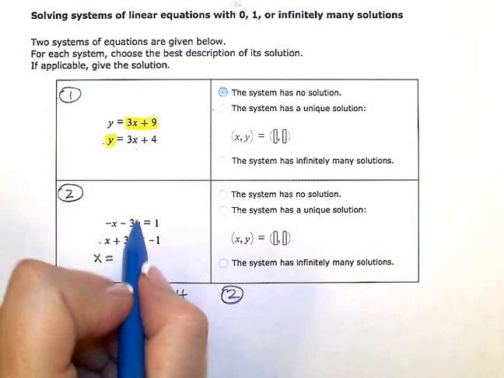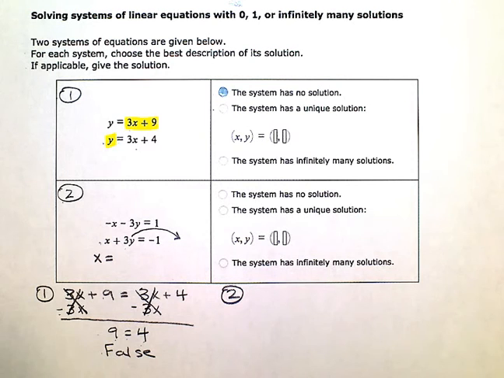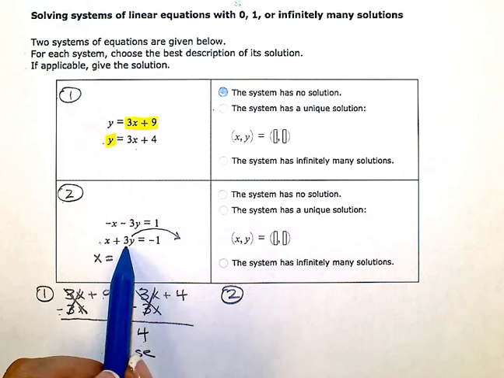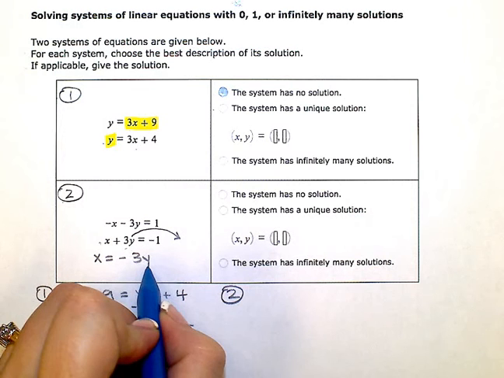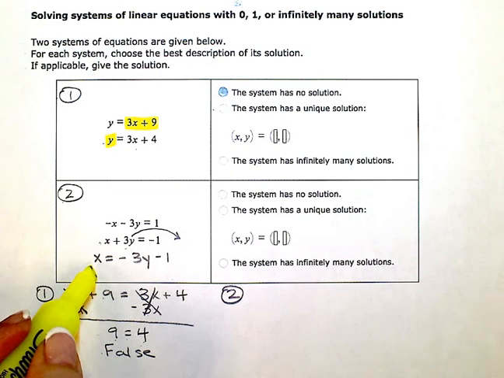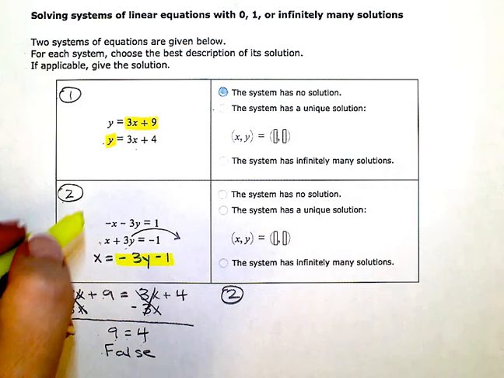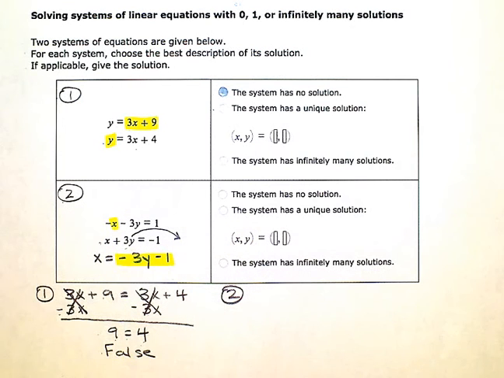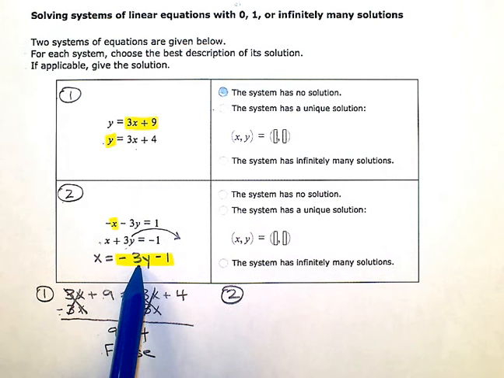Or as a little mental shortcut, you can imagine that 3y just jumping over the equals to the right side. When it jumps over the equals, it goes from being positive 3y on the left to being negative 3y on the right. And then I also have this negative 1 on the right. So now, instead of x, I can replace x with the expression negative 3y minus 1. Up here, in my top equation, I'm going to replace that x with the expression negative 3y minus 1.